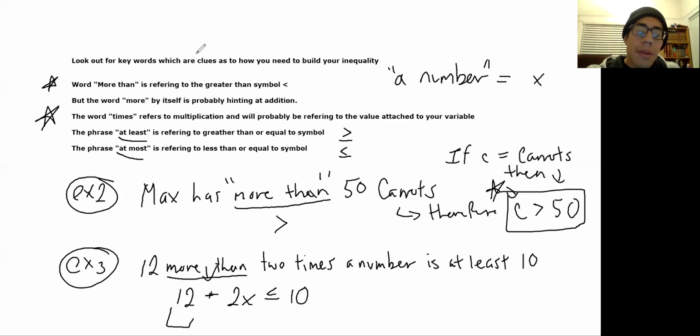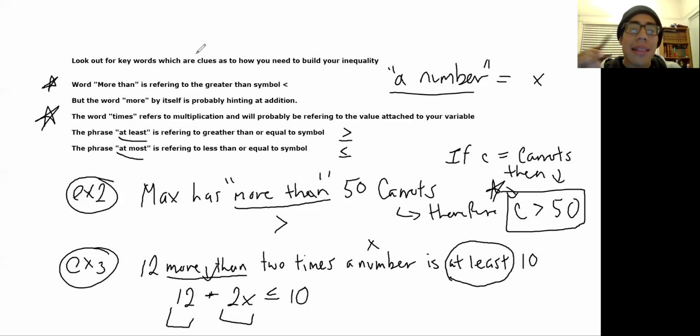2 times a number. Remember, 2 times, that's multiplication, and they used it next to a number. That's why there's 2x, 2 times x. Remember, a number means x. Is at least. There's that keyword right there. At least 10. Remember, at least is referring to greater than or equal to. Now, I messed up earlier and drew the wrong one, so let's go ahead and fix that. Greater than or equal to, when they say at least.